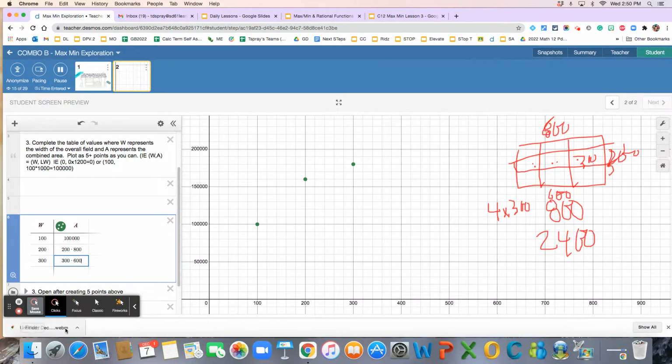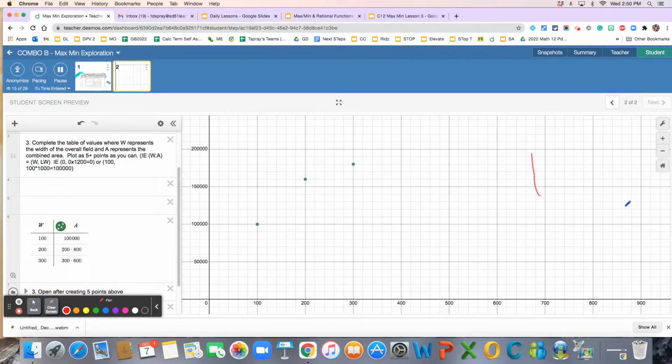Okay, so we're just going to clear the screen. We're going to do it again. This time, let's do this with 400. So it would be 400 times 4. That would be a total of 1,600, which would mean if this is 400, 400, 400, 400, I have 1,600, and I have 800 left. So this would have to be 400.